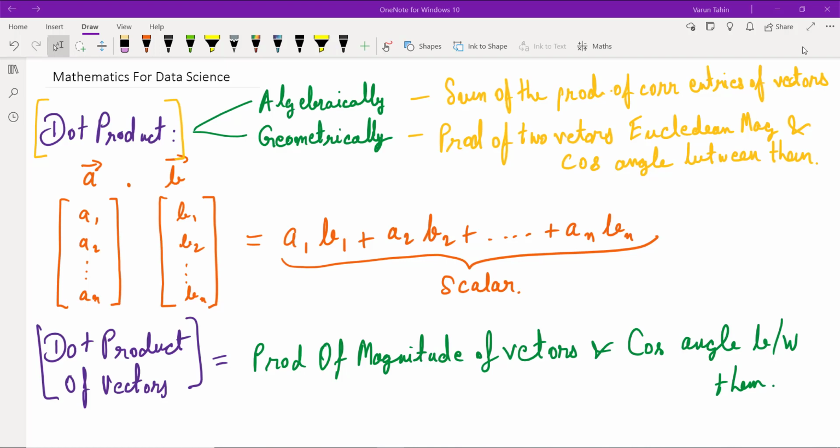Now the definition of the dot product can be given in two ways, that is algebraically and geometrically. Algebraically, the dot product is defined as the sum of the products of corresponding entries of two sequences of numbers. And geometrically, it is the product of the vectors' Euclidean magnitudes and the cosine of the angle between them. Now we will understand Euclidean magnitudes in a bit, but just remember that both these definitions are equivalent when working with Cartesian coordinates. That is, the dot product of two vectors is the product of the magnitudes of the two vectors and the cosine of the angle between them.